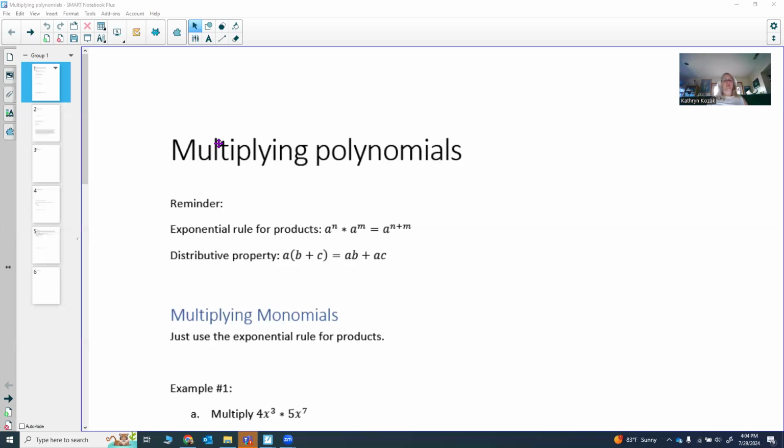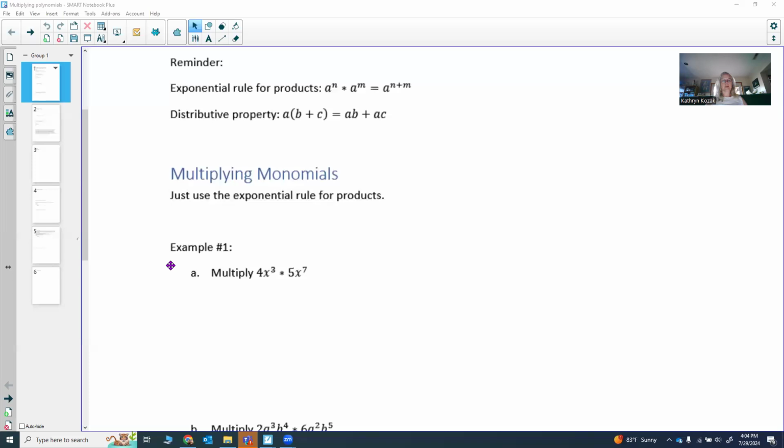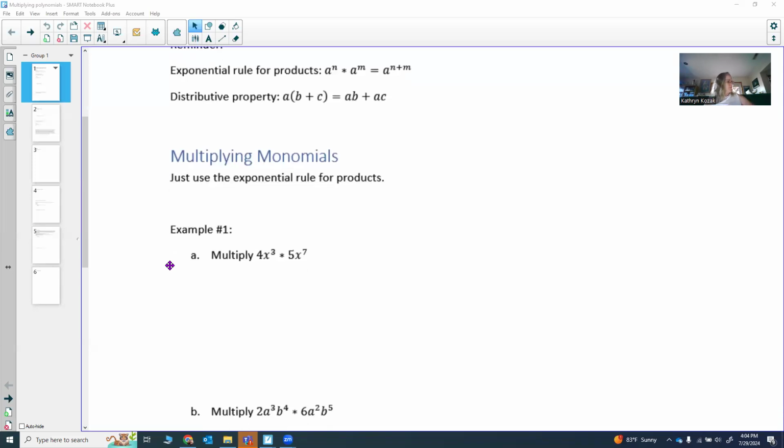We'll talk about how to multiply polynomials. A couple reminders. The exponential rule for products is a to the n times a to the m is a to the n plus m. The distributive property of a times the quantity b plus c is a times b plus a times c. When multiplying monomials, we're going to use the exponential rule for product. Example number 1. We want to multiply 4x cubed times 5x squared.